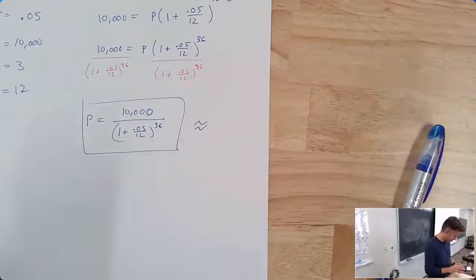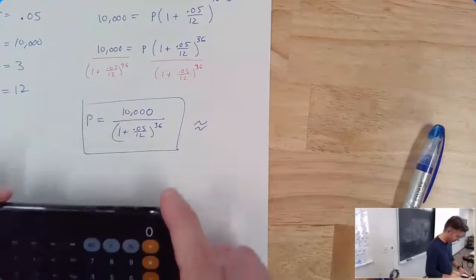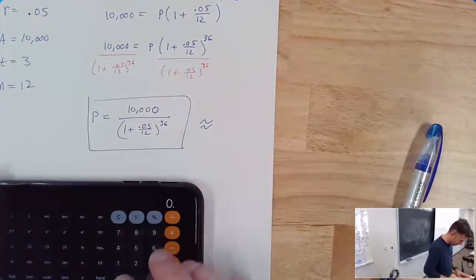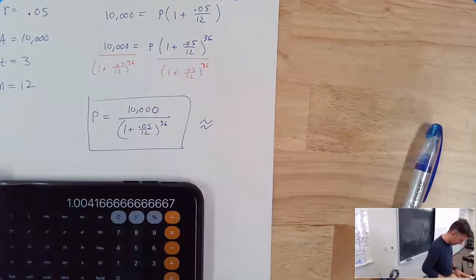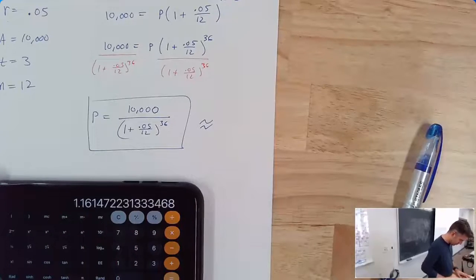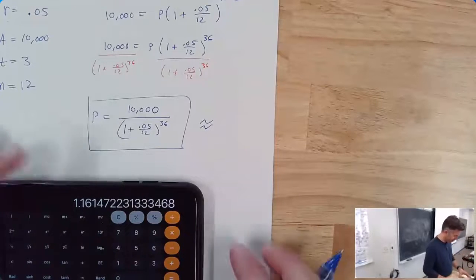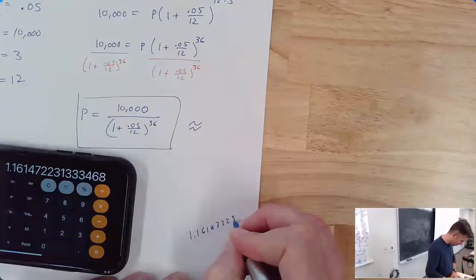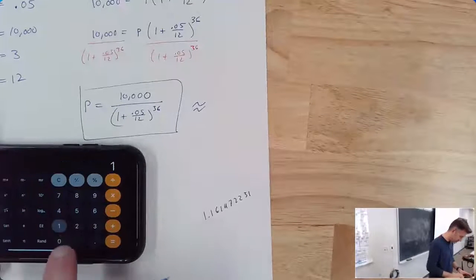We'll get the phone calculator. If I was going to calculate this, I would do the bottom part first. So I've got 0.05 divided by 12 plus 1, and then I'm going to raise that to the 36th power. And then I'm going to do 10,000 divided by that. If I'm stuck with the phone calculator, I'm probably going to write down a bunch of decimal places here: 1.16147223.